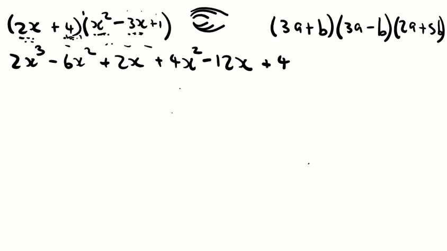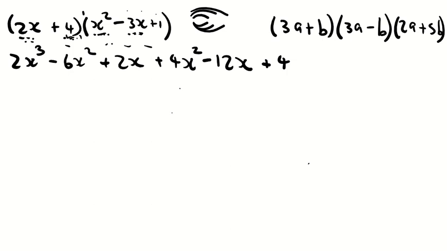Now let's check if there is any error that we may have made. 2x multiplied by x squared is 2x cubed, that's correct. 2x multiplied by negative 3x is negative 6x squared. 2x multiplied by 1 is 2x. 4 multiplied by x squared is 4x squared. 4 multiplied by negative 3x is negative 12x. 4 multiplied by 1 is positive 4.